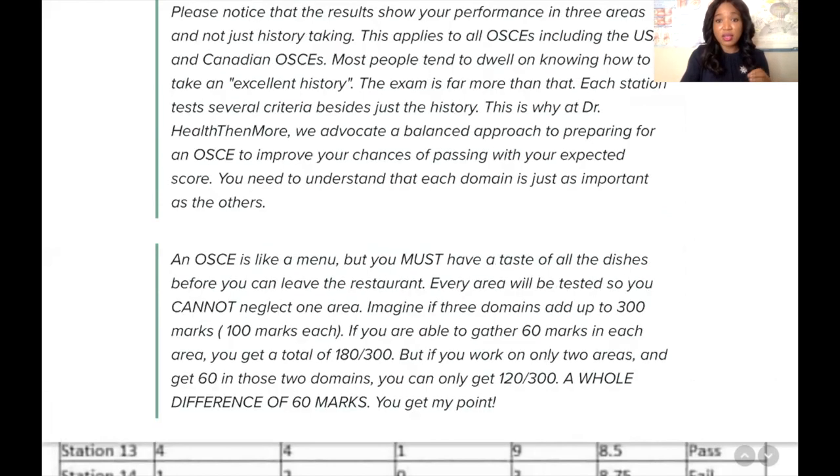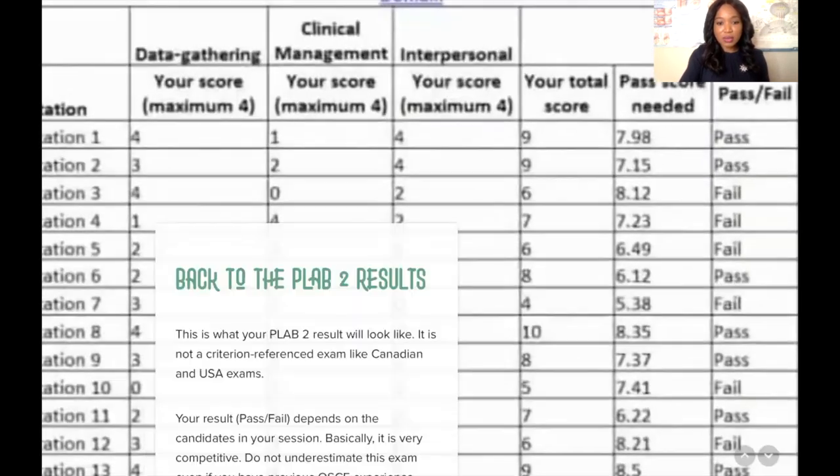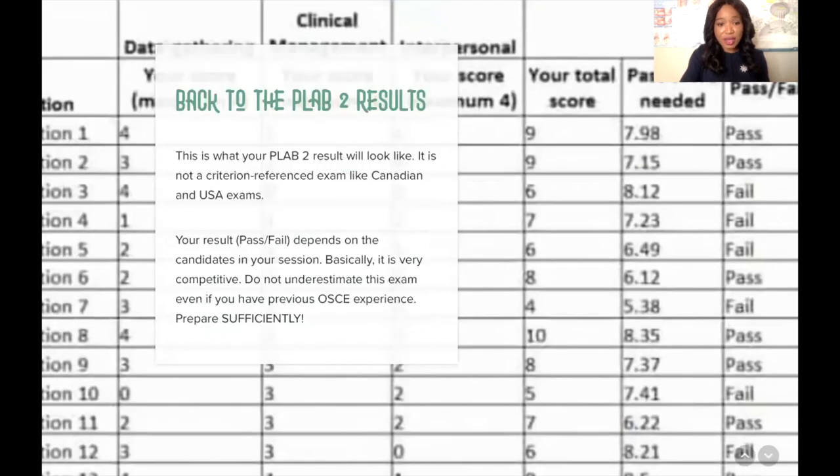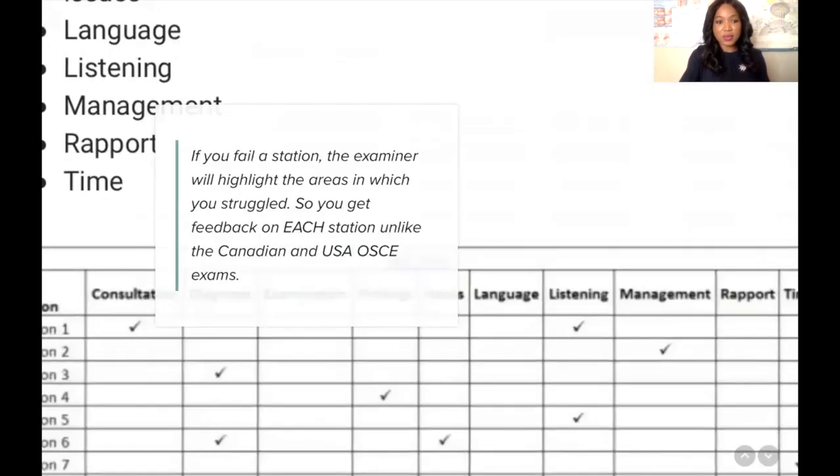You get my point. So that is why at Dr. HealthThenMore tutorials, we advocate a balanced approach to preparing for an OSCE to improve your chances of passing with your expected score. You need to understand that each domain is just as important as the others. So now we're done with that. We've talked about the PLAB 2 exams and all of that. I wrote, do not underestimate the PLAB 2, prepare sufficiently, even if you have previous OSCE experience.